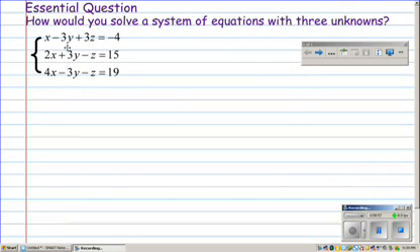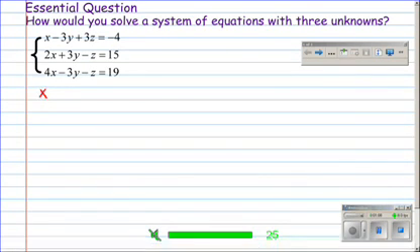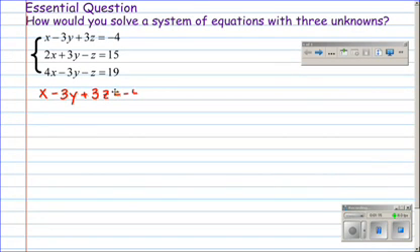So since we have three equations, we're going to break them up into pairs. Let's take the first two equations, and I'm going to rewrite them in red. x minus 3y plus 3z equals negative 4, and 2x plus 3y minus z equals 15. If we add these two equations together, the reason I'm going to add is because these two y terms are opposite. So in order to eliminate the variable y, I would need to add in this case.